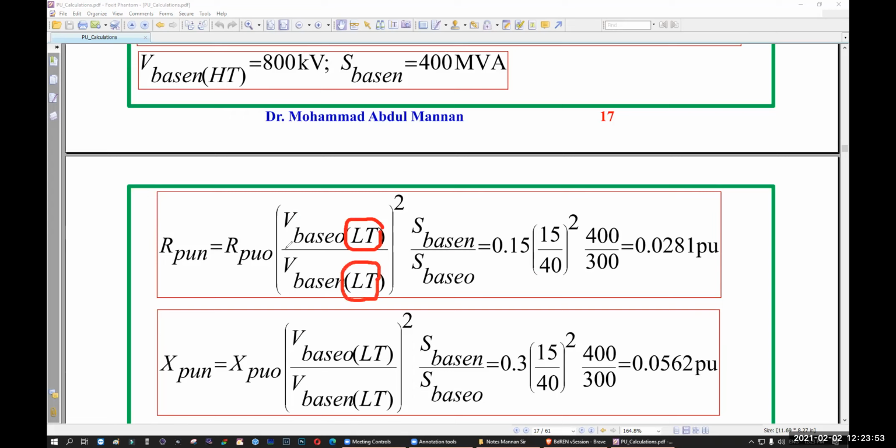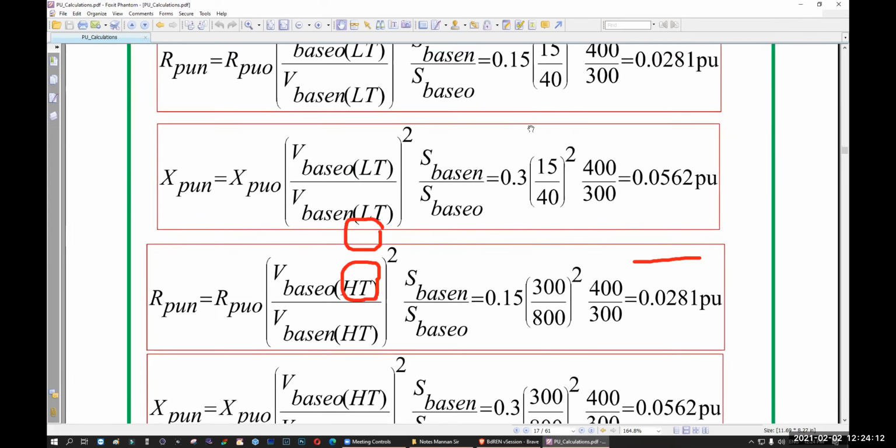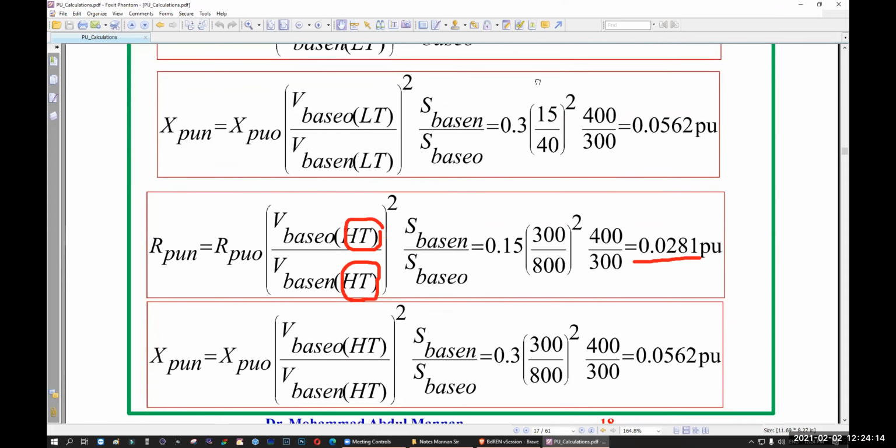If we calculate the low tension side, then square into S base new, S base old. So 0.15, 15 by 40 whole square, 400 by 300. So you got 0.0281 per unit. Now, if you consider the high tension side, you will get something similar to this one. Only the value of the voltage will be different, but everything else will be the same.